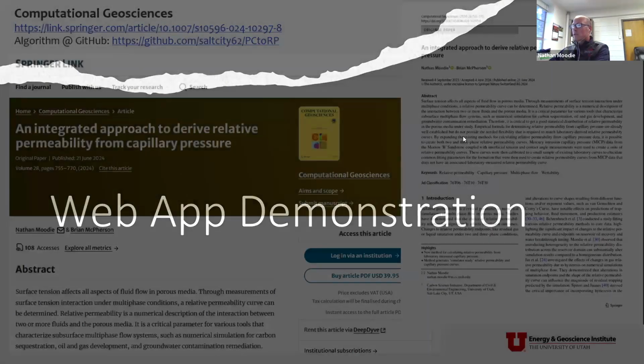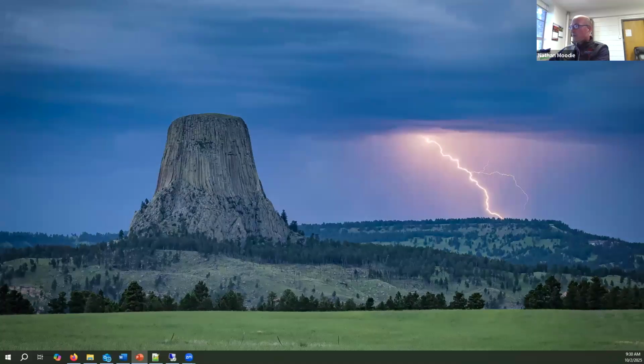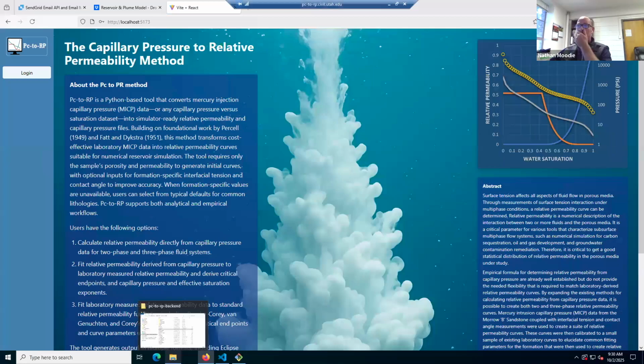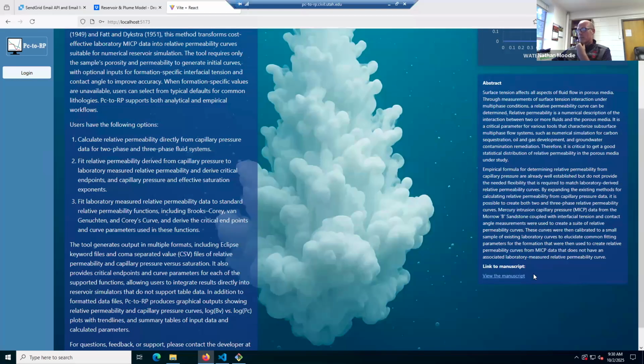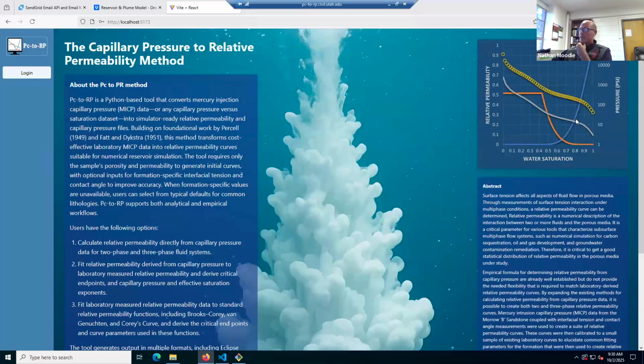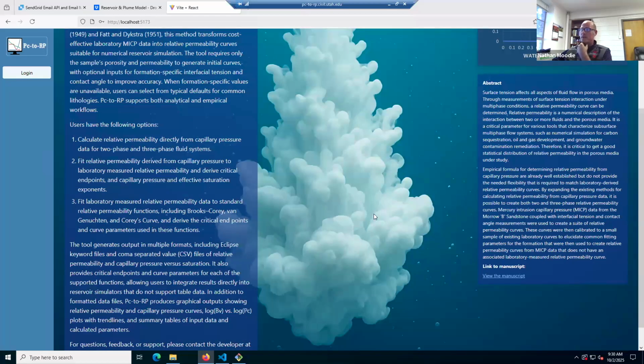So from here, I would like to transition to demonstrate the web app. I should do escape this. Go there. There we go. And pull up the web app. So here is my front page. I've got a little write-up about the relative permeability method that I developed here. You get a little write-up about it, an abstract from a manuscript that I posted on that, an example curve, and a great plume generated by AI.